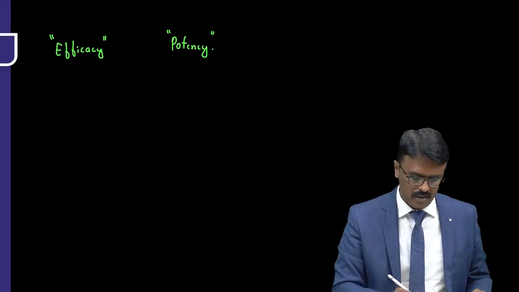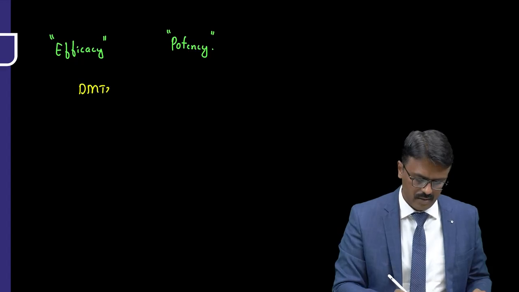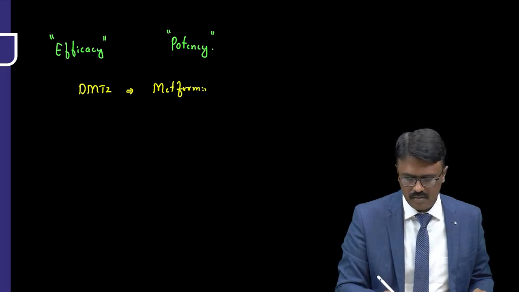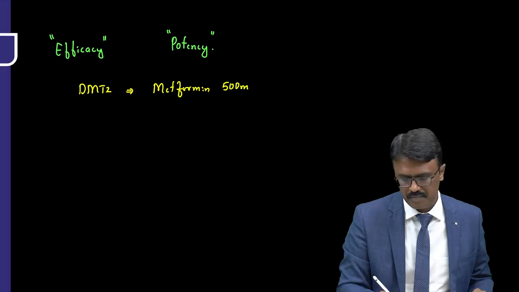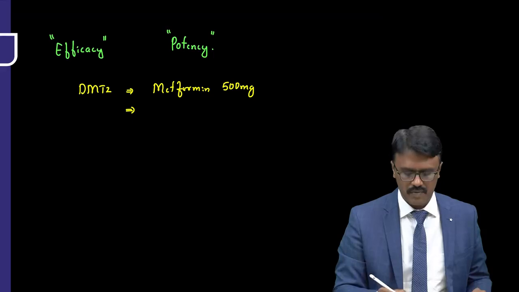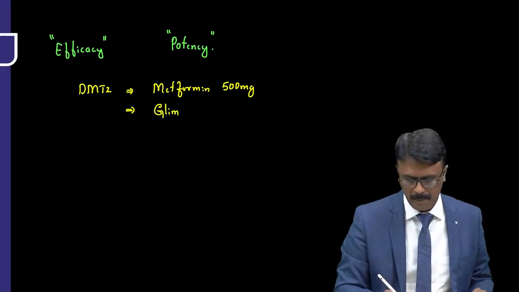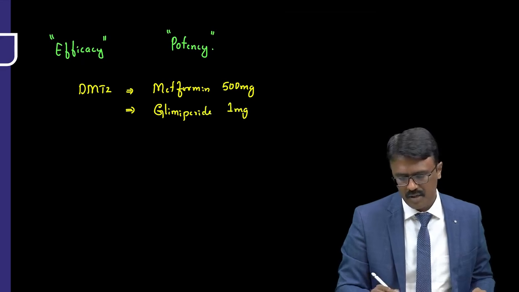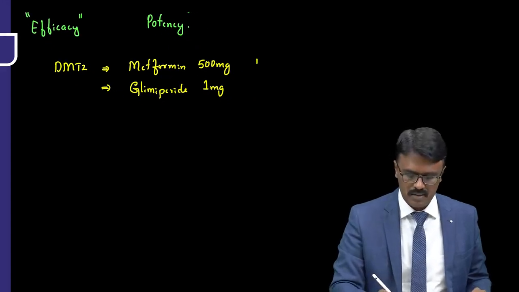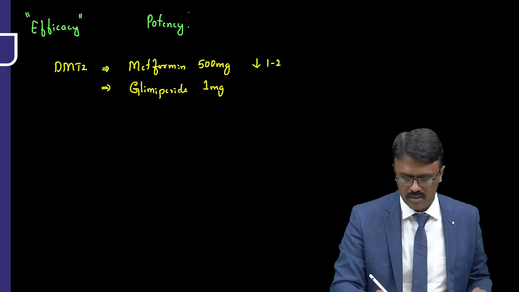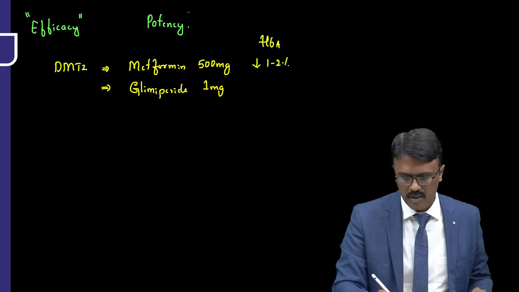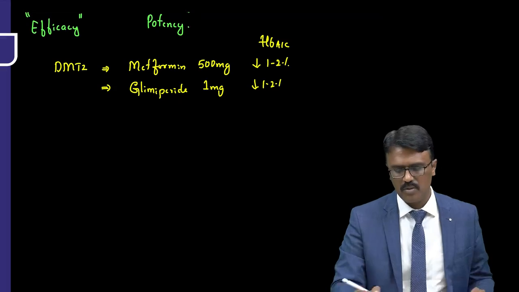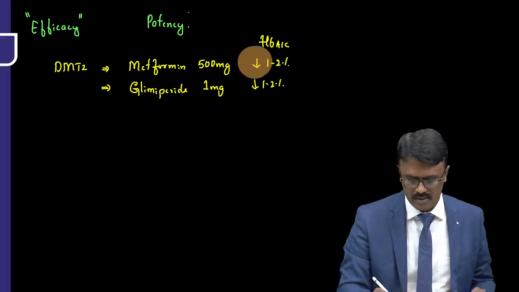For example, let me take a drug for diabetes. For diabetes treatment, we use metformin, 500 milligram. And we use another group of drug that is called glimepiride. So 1 milligram. Now both of them will decrease the HbA1c by 1 to 2%. They decrease the HbA1c, that is called glycated hemoglobin. They both have the ability to decrease 1 to 2%. So this is their response, efficacy.